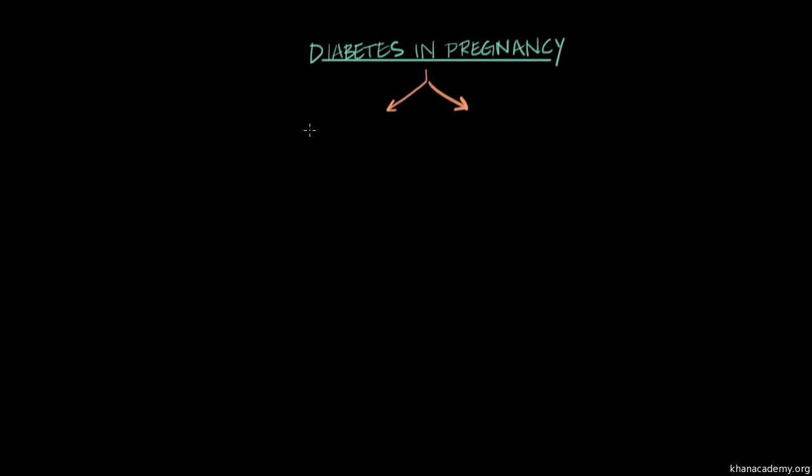There's the category of women who had diabetes before becoming pregnant, and that's called pre-gestational diabetes. Pre for before, gestational for pregnancy, so before pregnancy diabetes. And then there are the women who become diabetic during their pregnancy, which is called gestational diabetes. And 90% of cases, so that's 9 of every 10 cases of diabetes in pregnancy, falls into this category of gestational diabetes. And then the other 10% are pre-gestational diabetics.